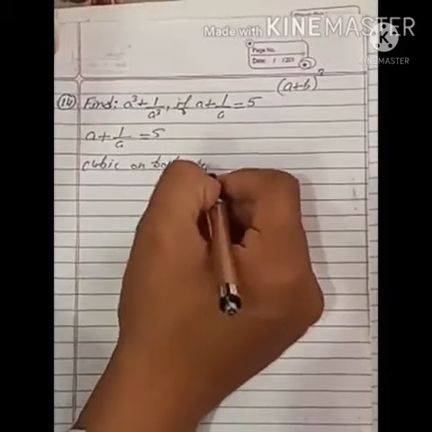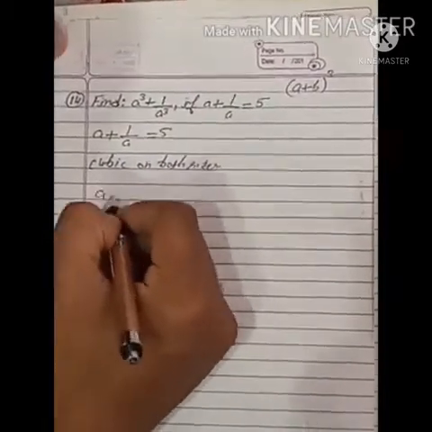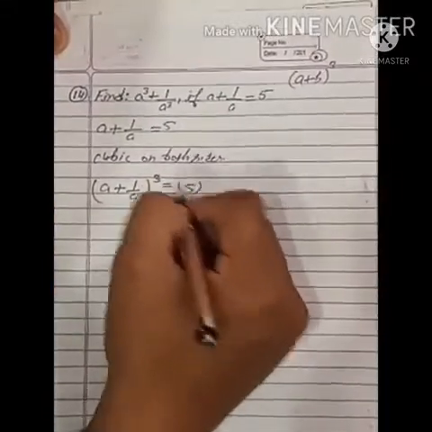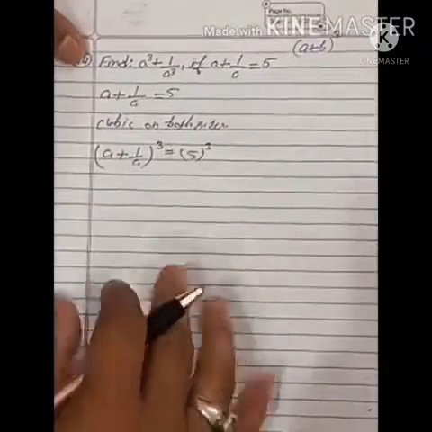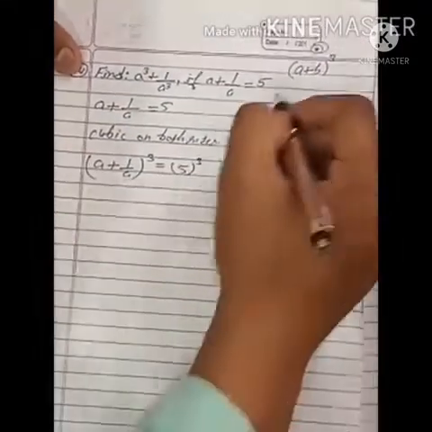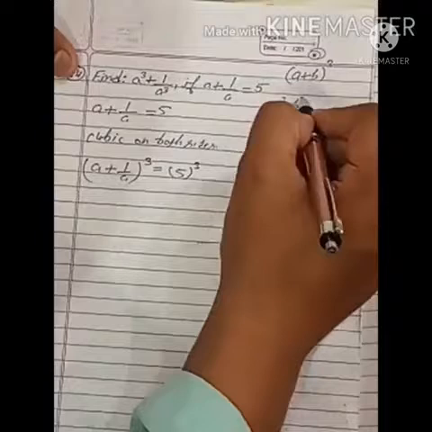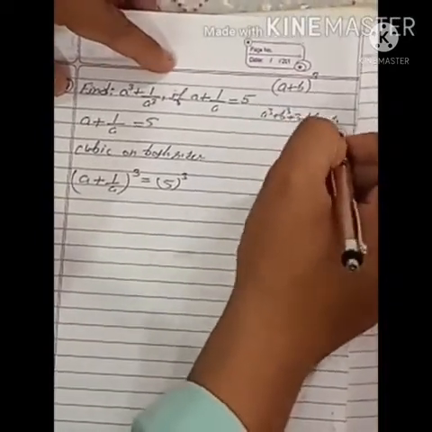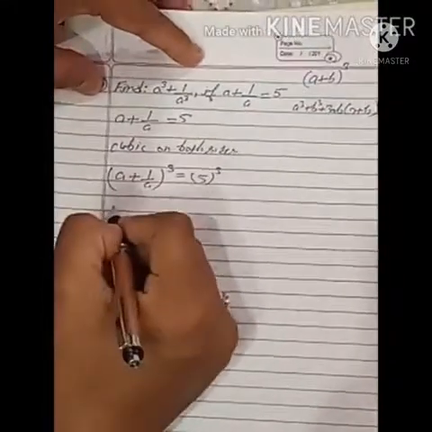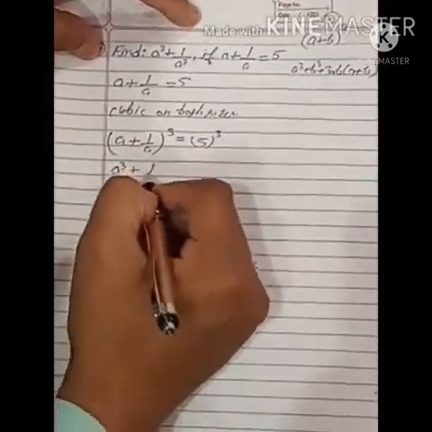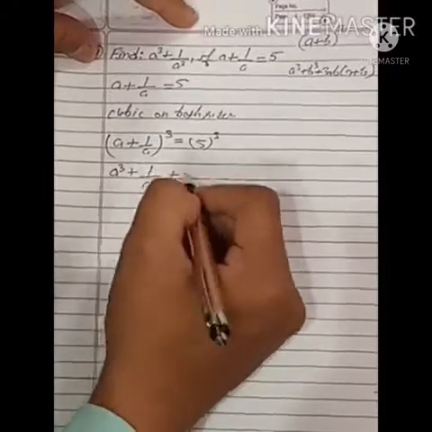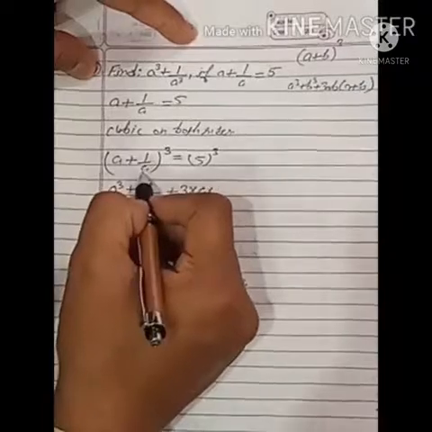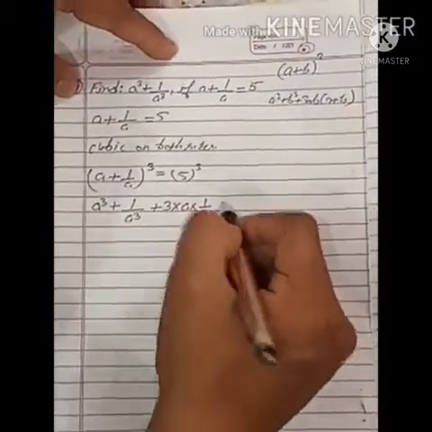both sides. So cube on both sides means (a + 1/a)³ is equal to 5³. So (a + b)³ means a³ + b³ + 3ab(a + b). So this we will put here. So it means a³ + 1/a³ + 3 × a × b, where the value of b is here 1/a, then (a + b).